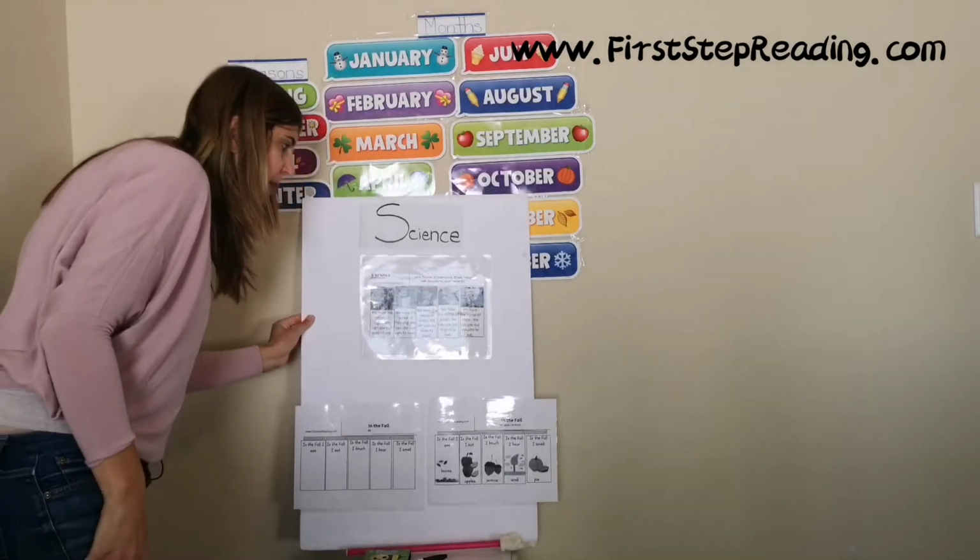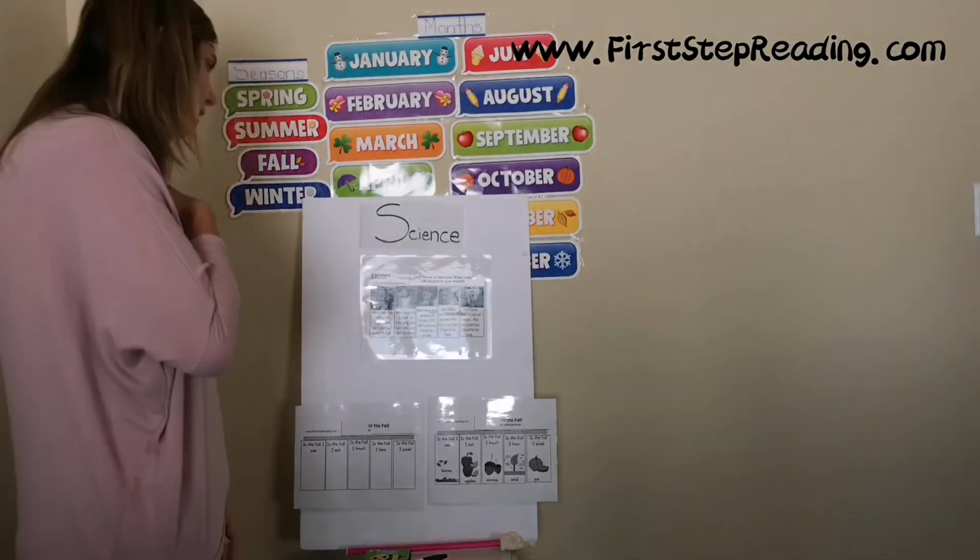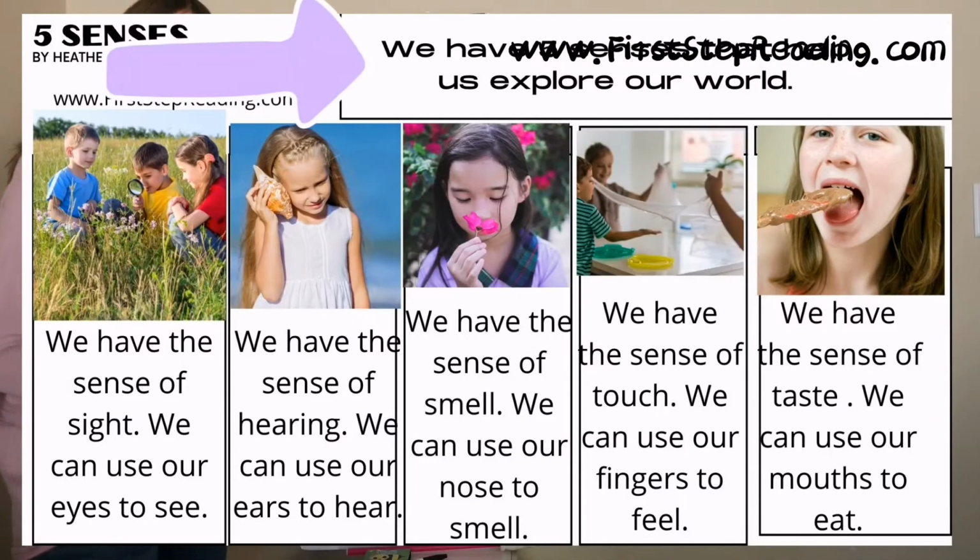Science, we're talking about fall. So first, I want to read you a little story about our 5 senses, because that's how we're going to explore fall. So we have 5 senses.